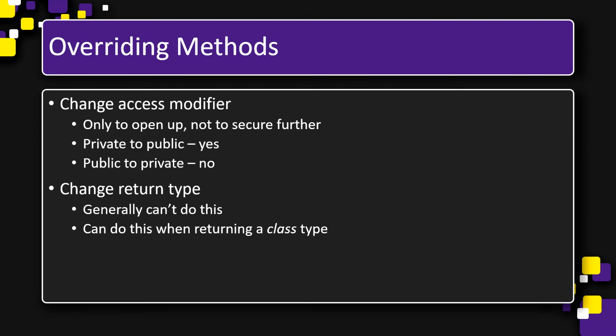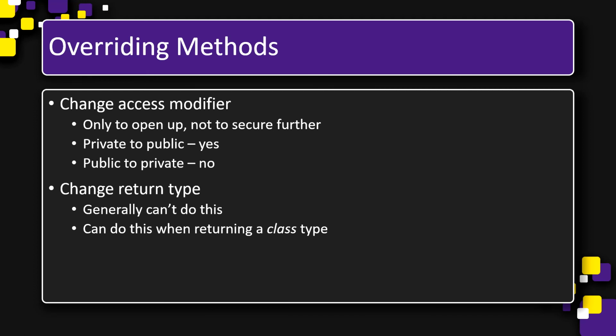Now, there are some things you can do when you override a method. You can change the access modifier, but you can only do this to open up the access, not secure it down further, which means you can change a private to a public, but you cannot change a public to a private. This goes for both methods and variables. You can also change the return type, but there are only specific cases where you can do this. Generally, you can't change the return type, but you can change it when you're returning a class type.